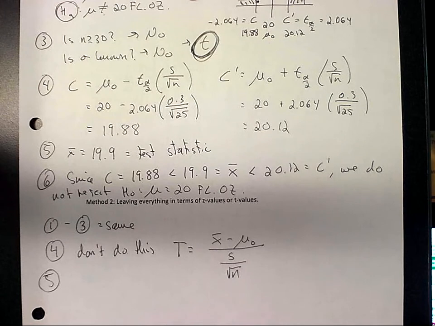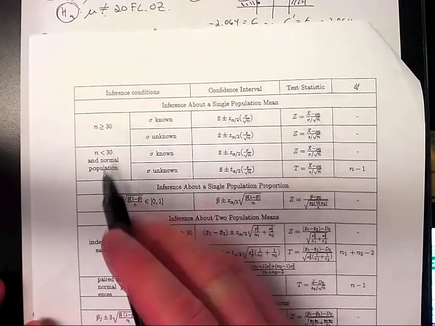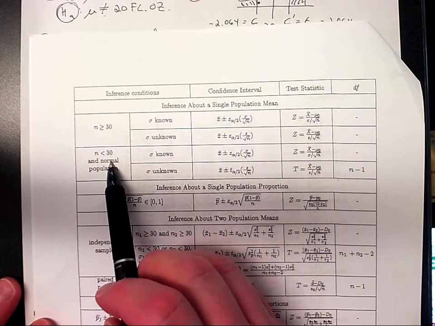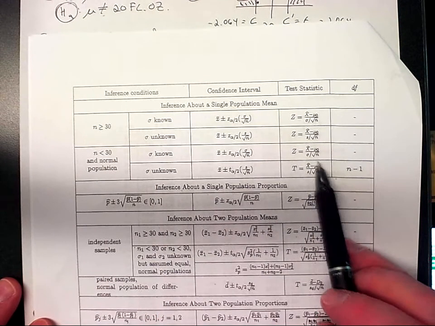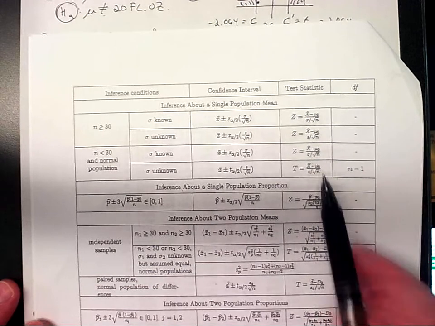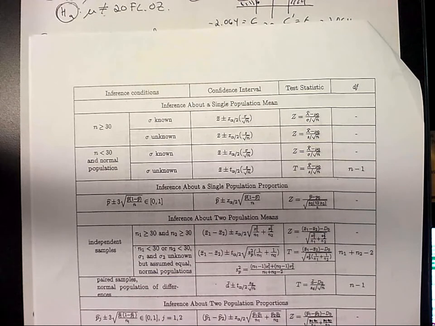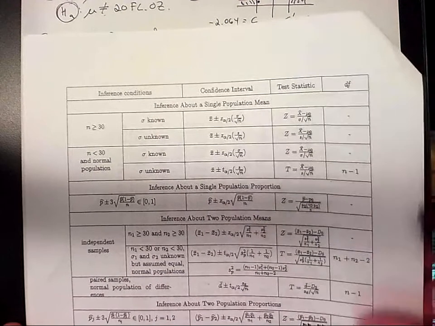Awesome. So we have this right here. And if you're wondering where Betsy got this from: again, we have a sample size that's less than 30, and we don't know sigma. We can come over here to our test statistic column. Here's the formula for our test statistic. So that's the formula that Betsy just said.